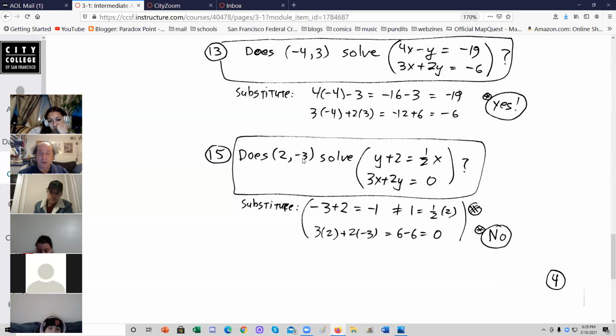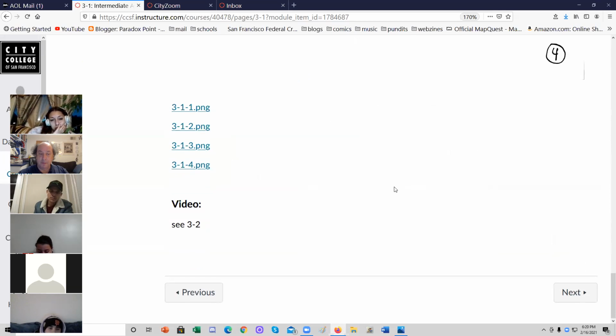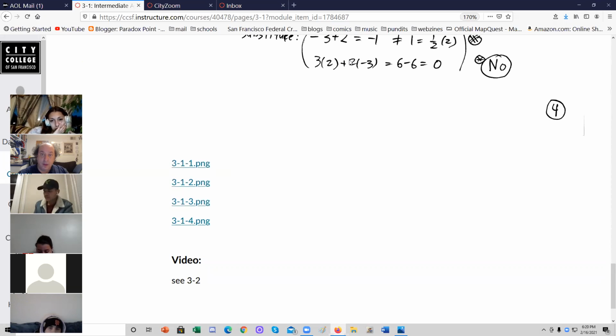Now, 2, negative 3 does fit the second equation. You plug it in, you get a 0, which checks, but it's not enough. They both have to fit. So the answer is no, this does not solve this system. Okay, that was simple enough.